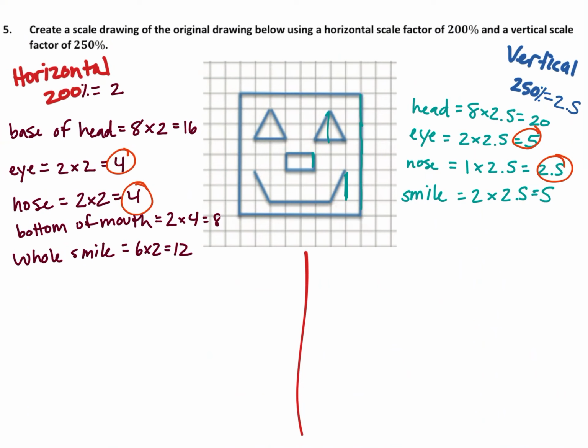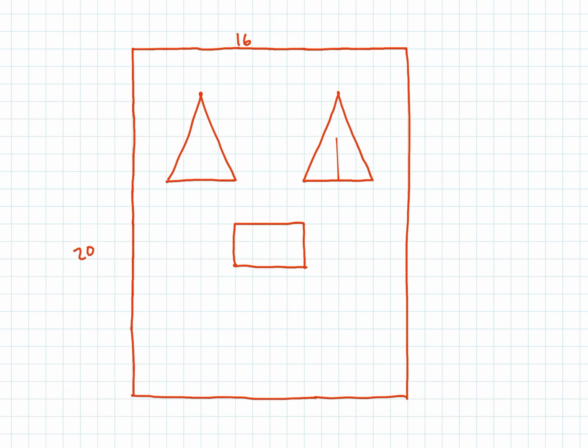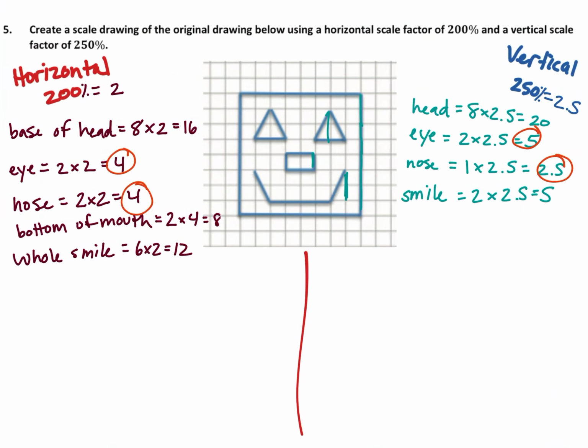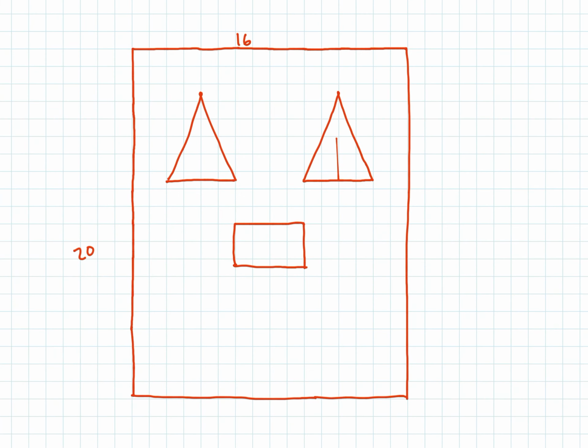And his smile starts on the same line, so it should be directly out from there. But it is going to be 12 across to get to each one. So from here, starting in the middle, if we went out 12, that would be 2, 4, 6 in each direction. And so this would be the corner of his mouth here. And then we're going to do the same thing that way. 2, 4, 6, and this would be the corner of his mouth.